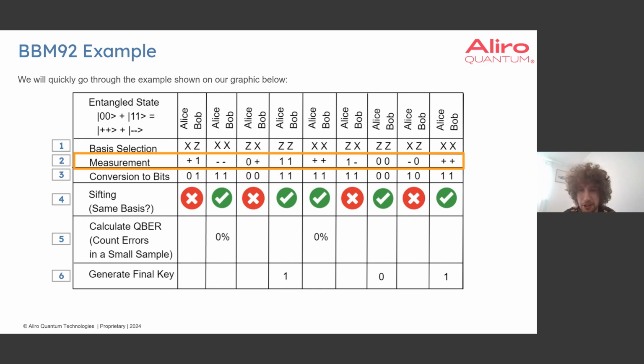Next, Alice and Bob measure their qubits in the selected bases. Remember that when Alice and Bob have the same measurement basis, and there's no noise or eavesdropper, they will agree on measurement results. When Alice and Bob use different measurement bases, there's only a 50% chance that they will agree on measurement results. For the first pair, Alice and Bob got plus and 1, respectively. For the second pair, Alice and Bob both got minus, and so on.